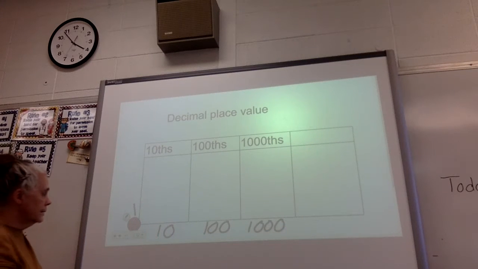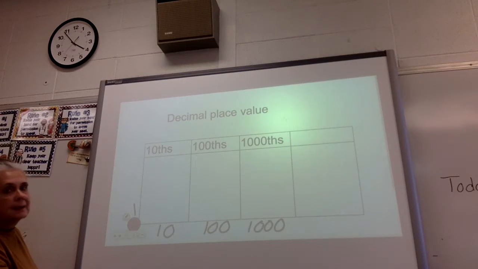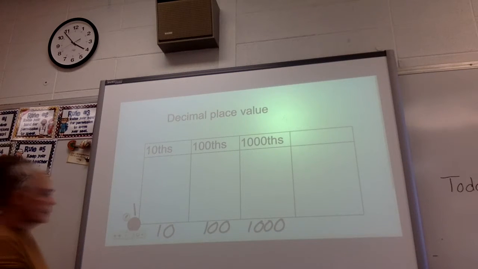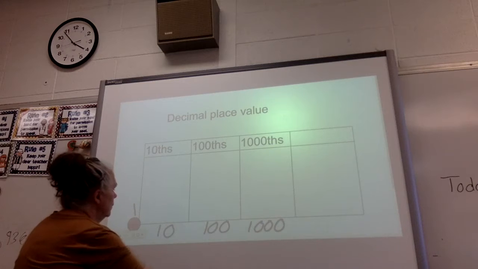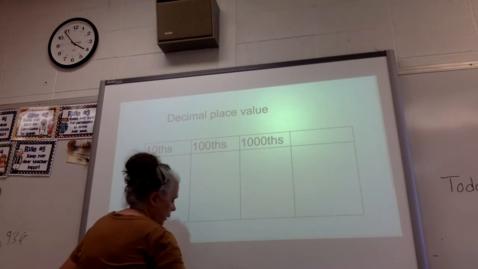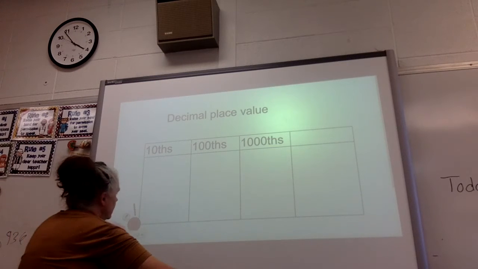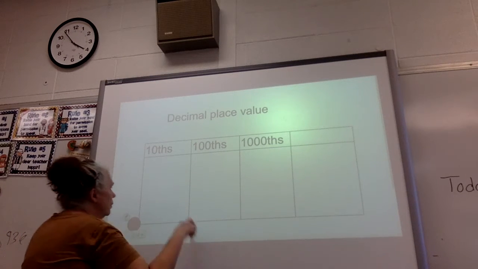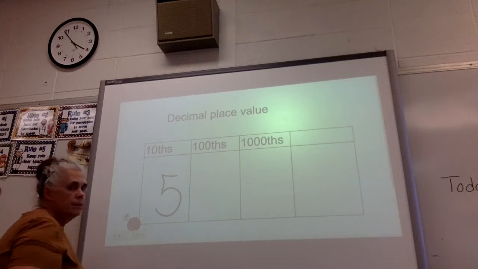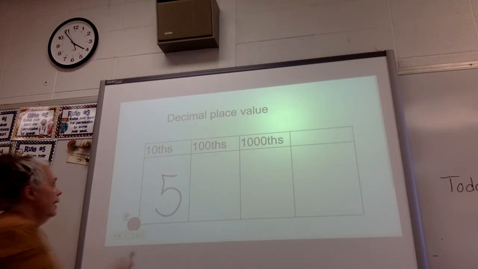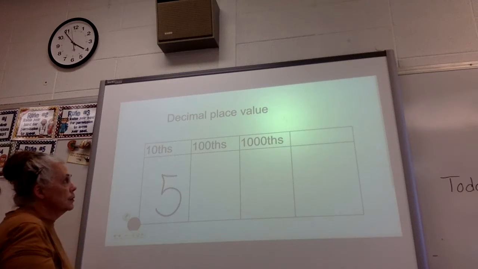So the first place behind the decimal is tenths. And you know it's a decimal because you hear the THS. So we're going to put some numbers in. If I say put a 5 in the tenths spot, I would put it here because that's tenths. It has 1 zero, so it's 10.